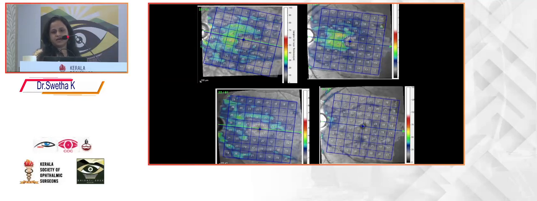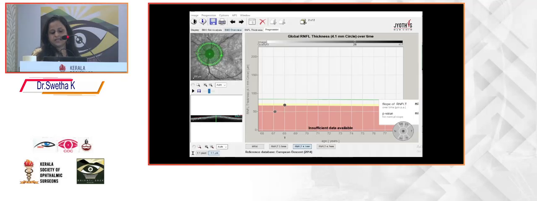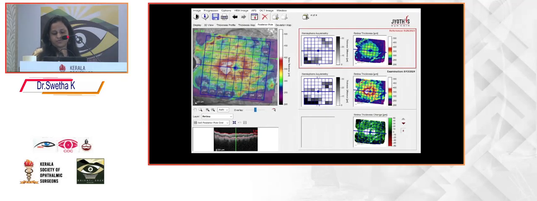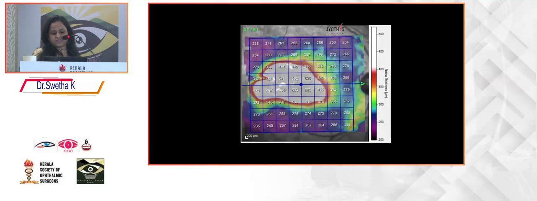So if you take the ganglion cells and see whether there is any significant change in them, we get a very good idea of whether the patient is progressing or not. So just taking the ganglion cell can help in advanced disease. Macular measurements have a lower floor than RNFL. But in case of artifacts, we generally cannot use the OCT progression. So these are all the artifacts.